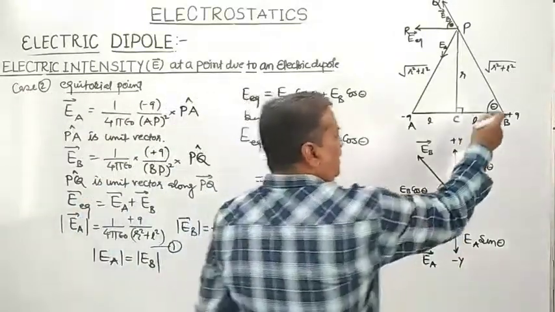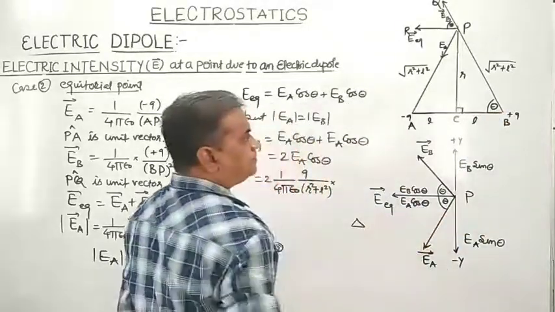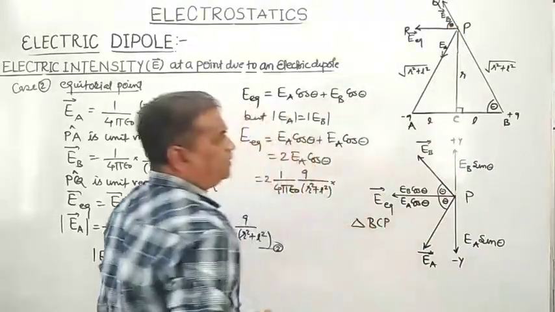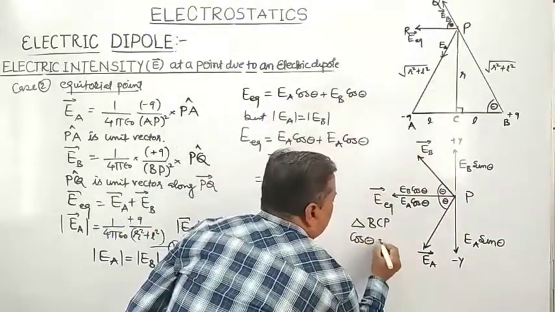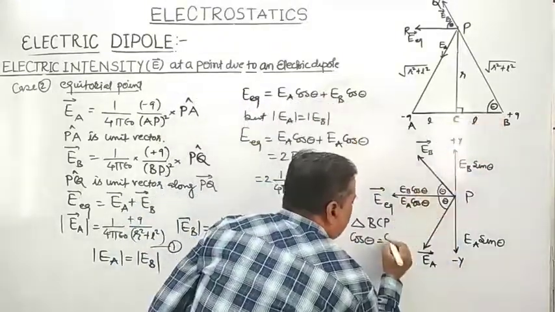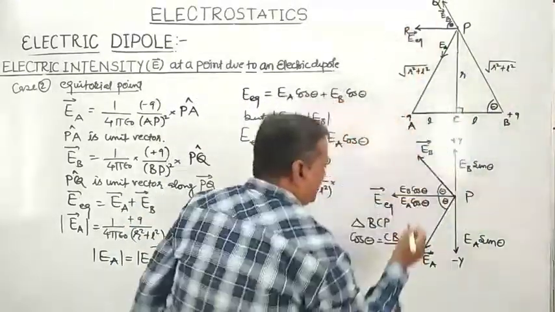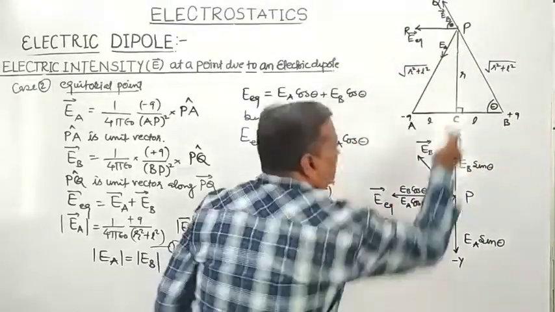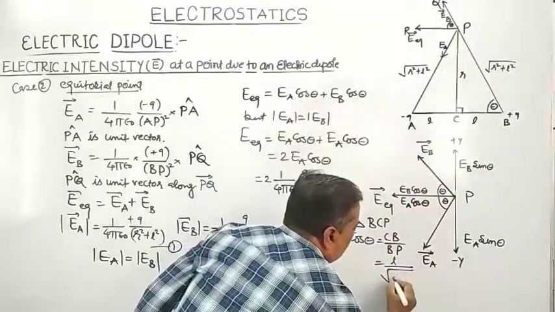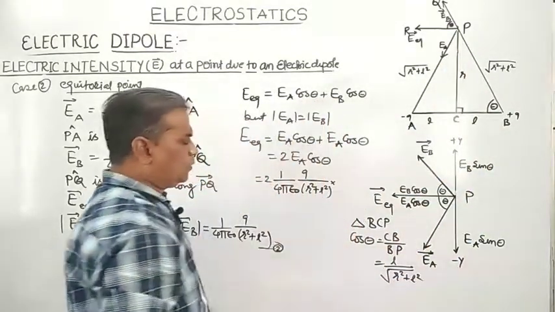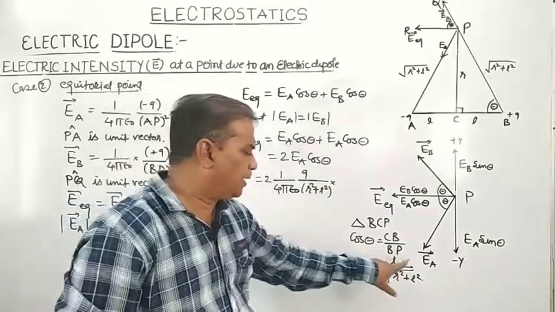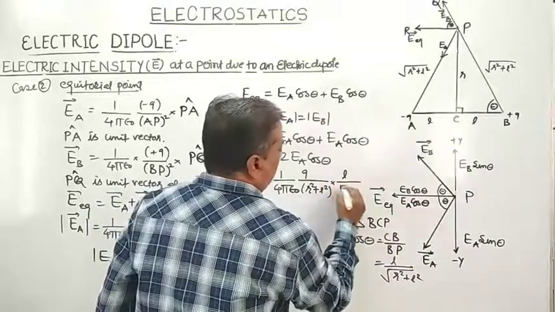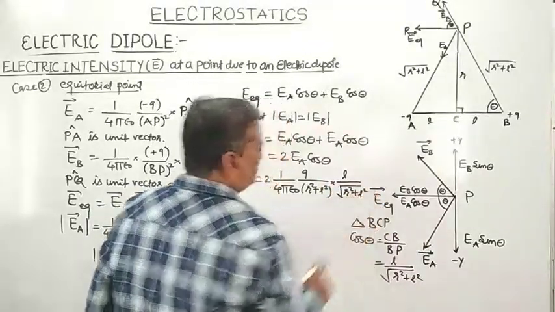How to find out cos theta? See here, in triangle BCP, cos of theta is equal to the adjacent side CB divided by the hypotenuse, that is BP. CB is equal to L, so L divided by the hypotenuse, which is under root of R square plus L square. So you can put the value of cos theta equal to L divided by under root of R square plus L square.